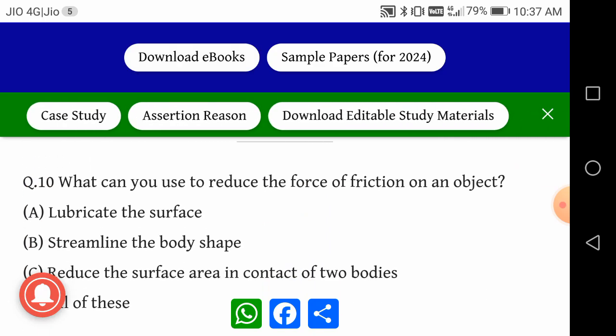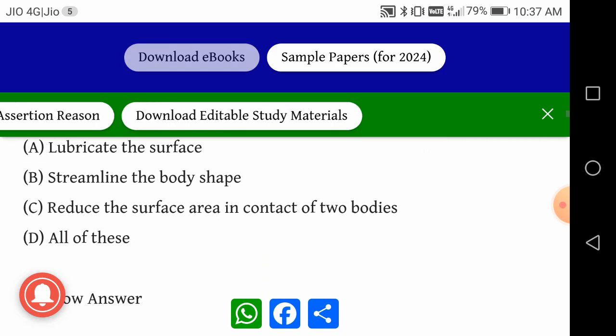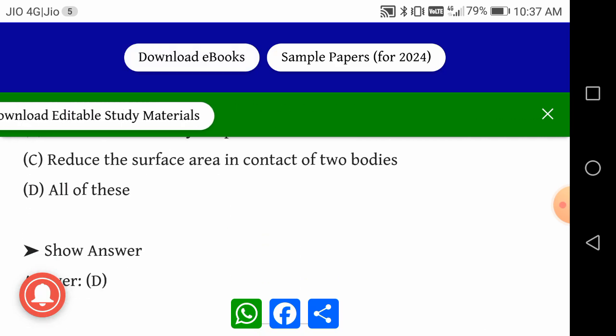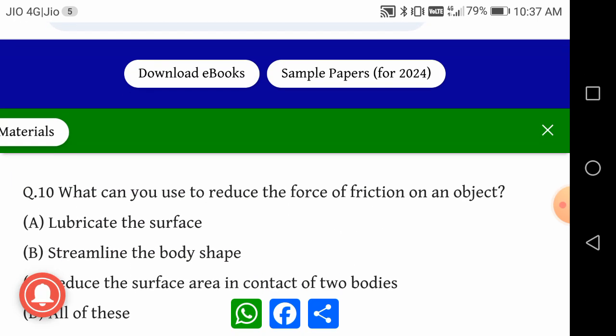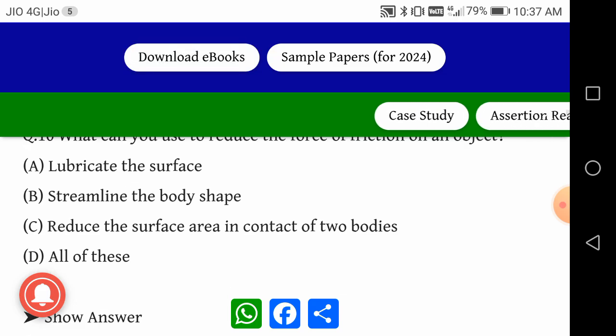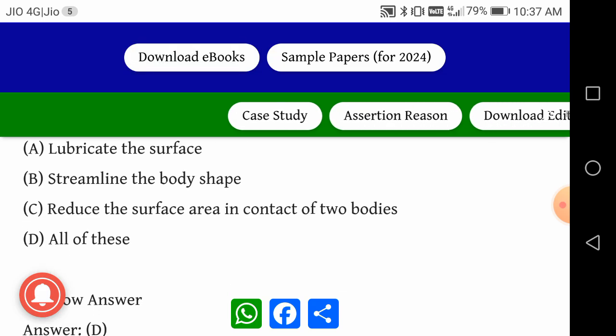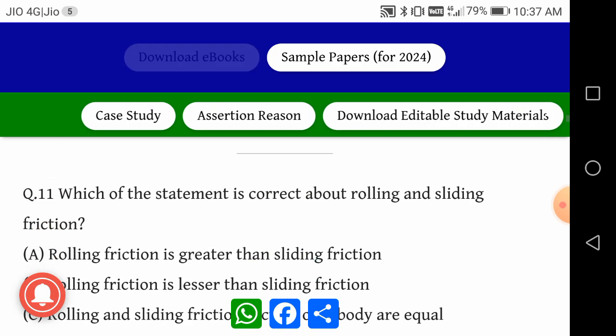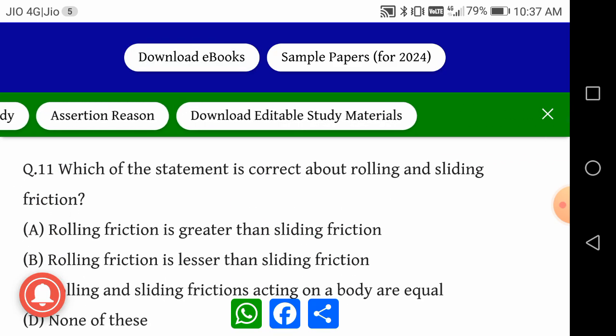What can you use to reduce the force of friction on an object? You can do all of these. You can lubricate the surface, by which you can reduce the force of friction, or streamline the body shape, or reduce the surface area in contact of two bodies. All these things will result in reducing the friction.